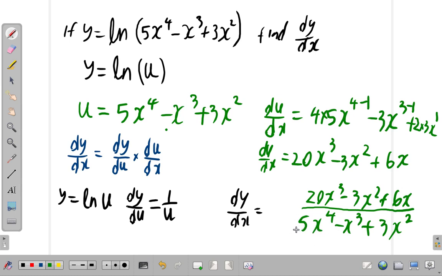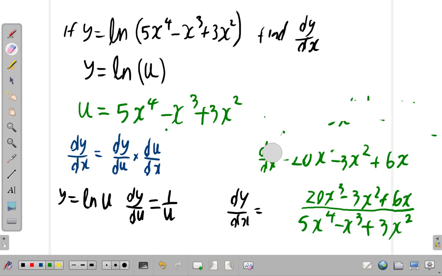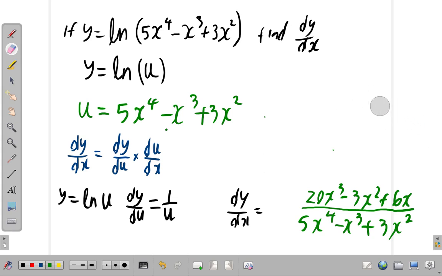Alright, now where should we do that? We have limited space to work with here. Let's just erase what we have up here and finish off everything up here. So let's finish off everything in black.